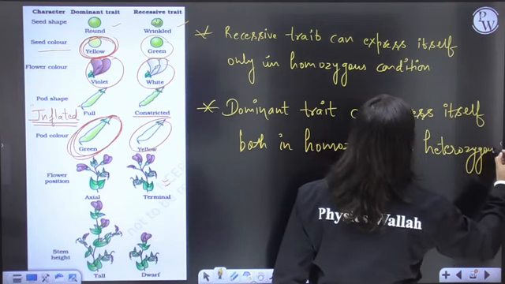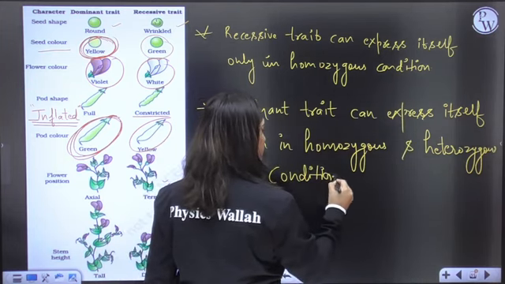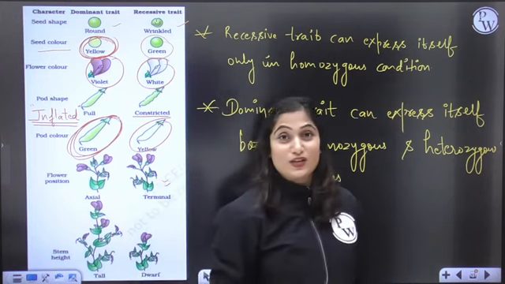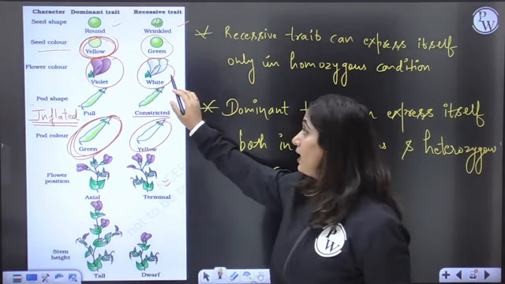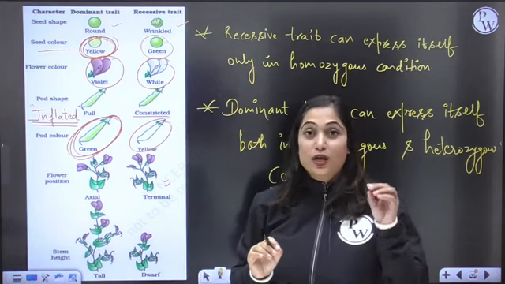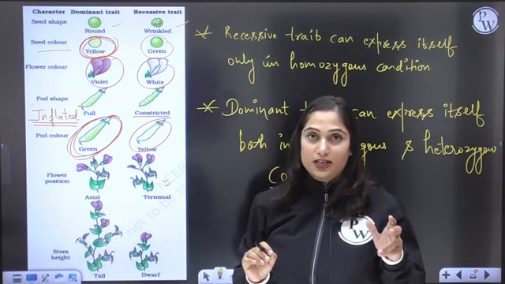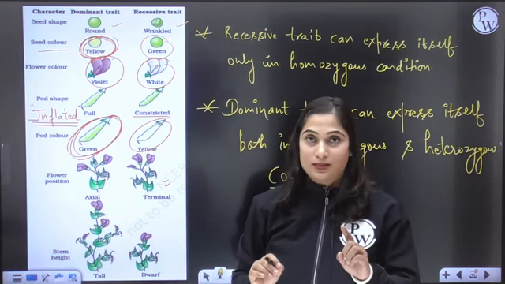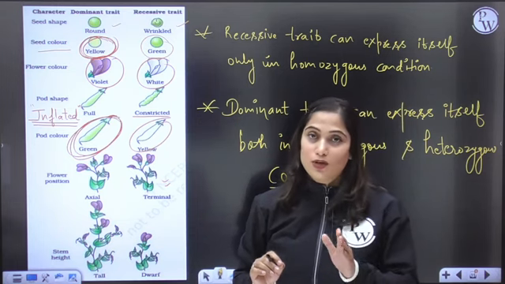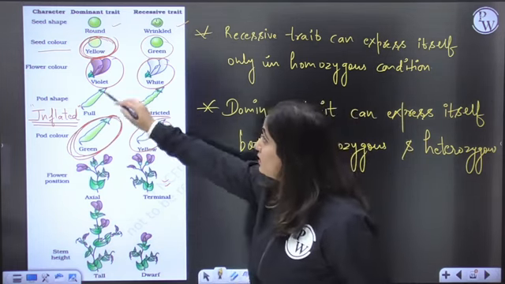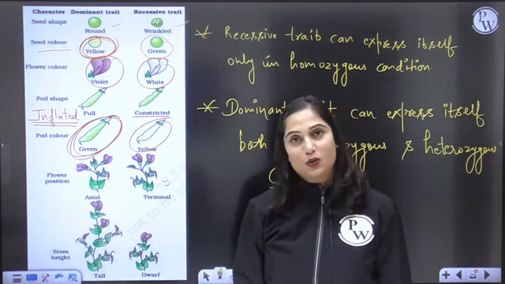Both in homozygous and heterozygous conditions. What does it mean? If I say that white flower color, the trait white, can express itself both in hetero and homozygous condition, that statement would be false, because white color is a recessive trait and it can only express itself in homozygous condition. But all the dominant traits here, they can express themselves both in heterozygous and homozygous.